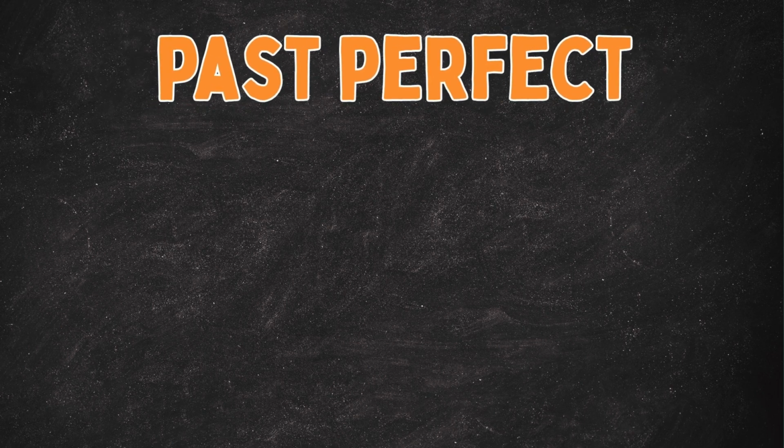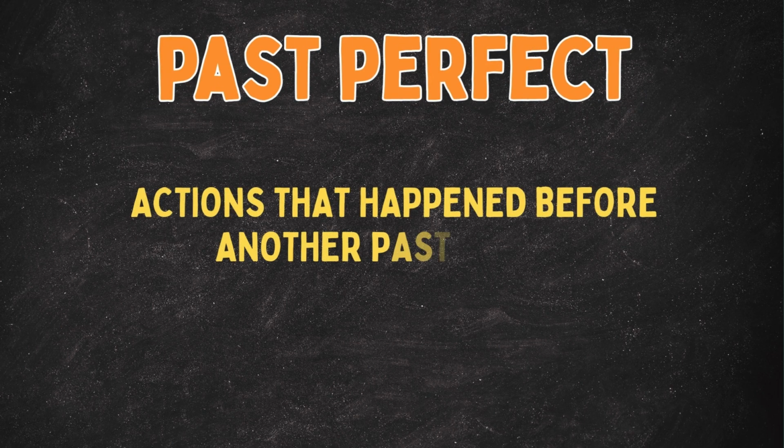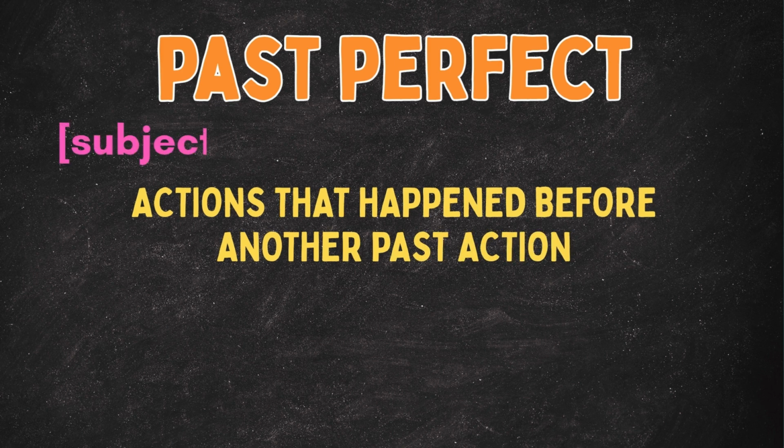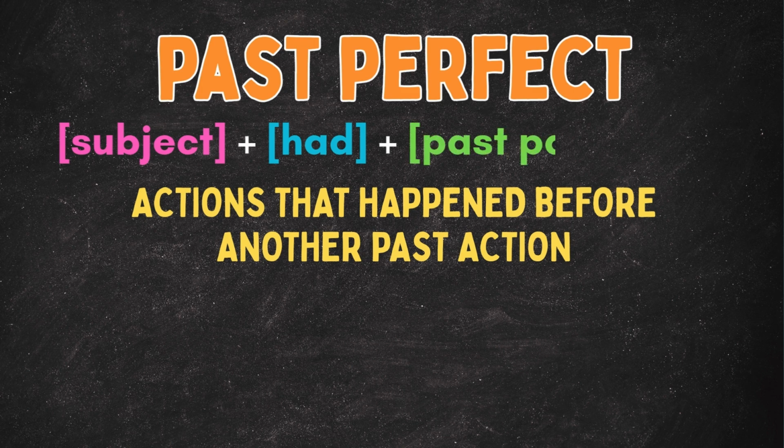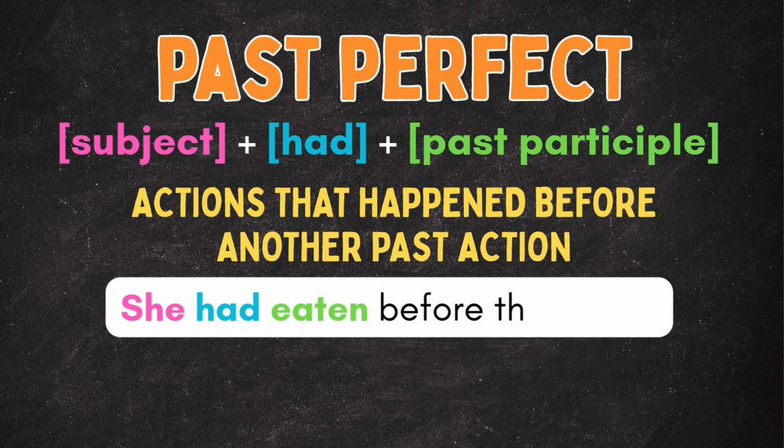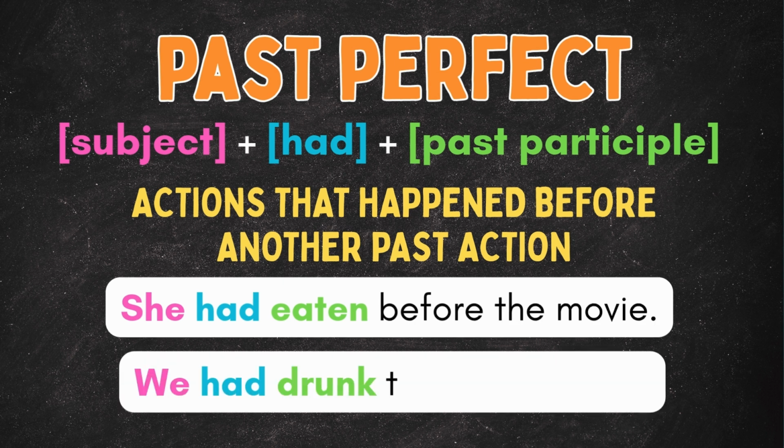Past perfect. The past perfect is used for actions that happen before another past action. The sentence structure consists of subject plus had plus past participle. For example, she had eaten before the movie. We had drunk tea after dinner.